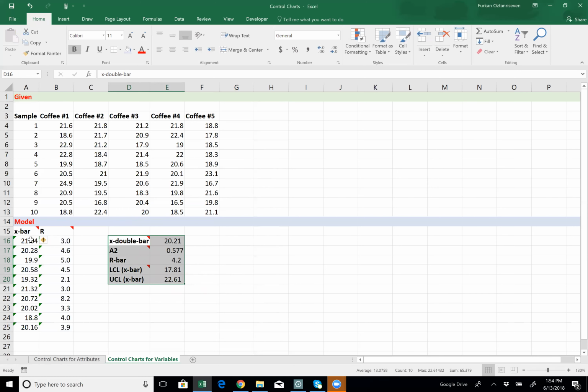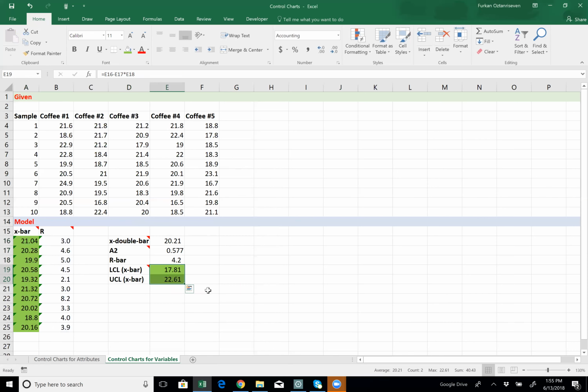If you look at these values right here, 21 is between 17.81 and 22.61. This is between the lower and upper control limit. Is there anything that's greater than 22.61 here? Looks like not. Is there anything that's less than 17.81? No. So it looks like all these values are green, or in other words, in control in terms of these two lower control limit and upper control limit.